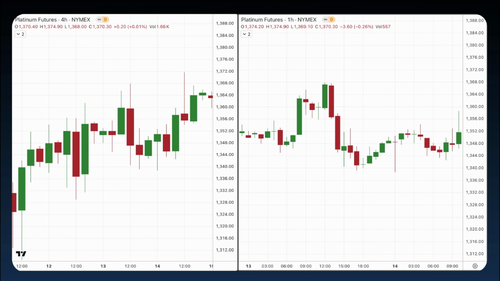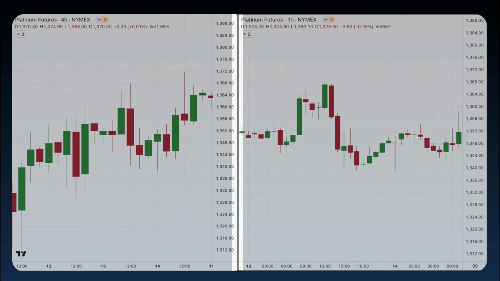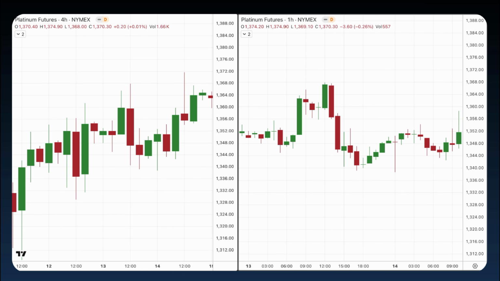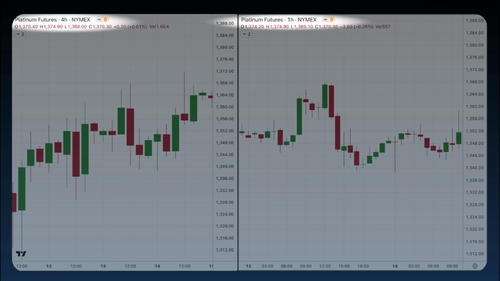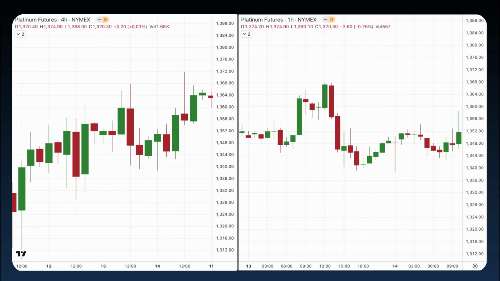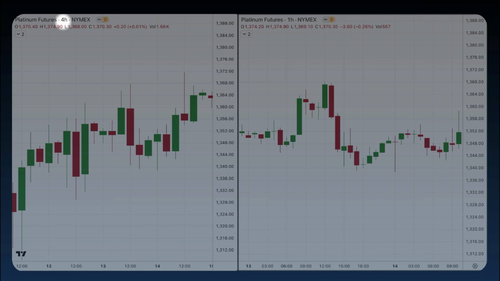So the first question is, what are we looking at right now? What you're looking at are two charts side by side, split by a vertical line in the middle, which is this line right here. Both charts are showing the exact same instrument, the instrument being platinum futures. So we're looking at the same market, the same asset, it's just two different views of the same asset. So what's the difference between the charts? The difference lies in the time frame. The left chart is the 4-hour time frame, whereas the right chart is the 1-hour time frame.